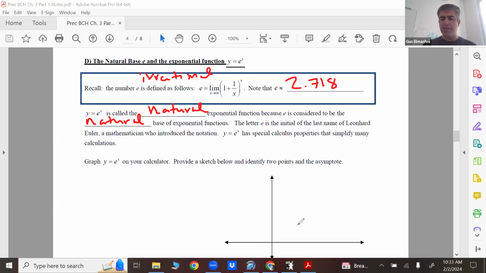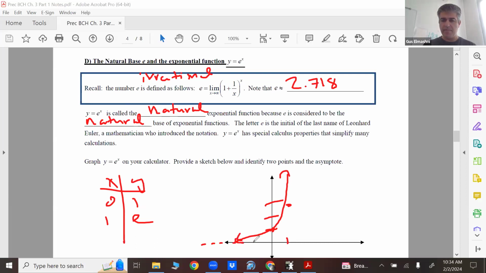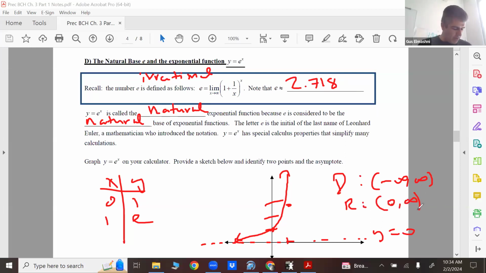If you graph it, it's real easy. It's going to cross at 0, 1, right? Make a quick table: definitely 0, 1, and 1, e, which is 2.7. So it's not any different. y equals 0 is the asymptote. The domain is still all real numbers. The range is y greater than 0. All these things we know. We know these things, so we're okay?